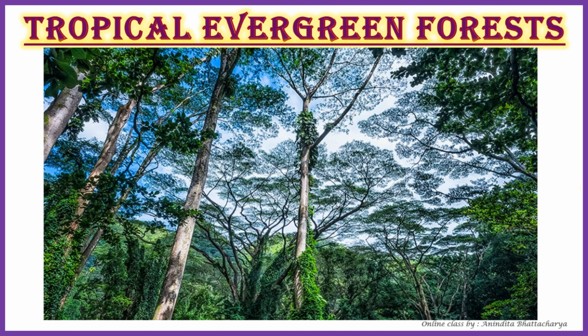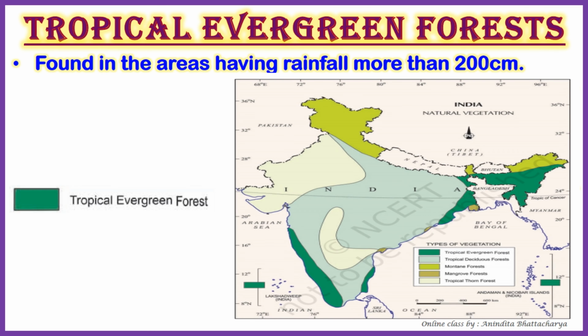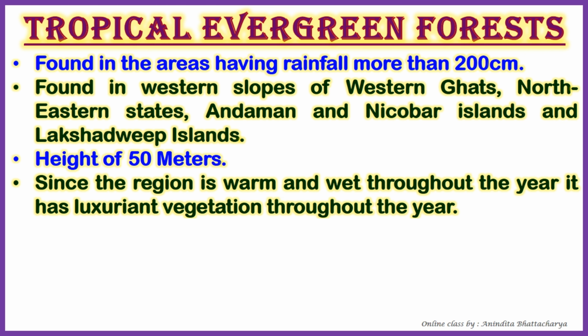Tropical evergreen forest is found in the areas having rainfall more than 200 centimeter. And where is it found? This type of forest is found in western slopes of Western Ghat, northeastern states, Andaman and Nicobar Island and Lakshadweep Islands. Height of the tree is almost 50 meters and the region is warm and wet throughout the year. So that's why it has luxuriant vegetation covered throughout the year.